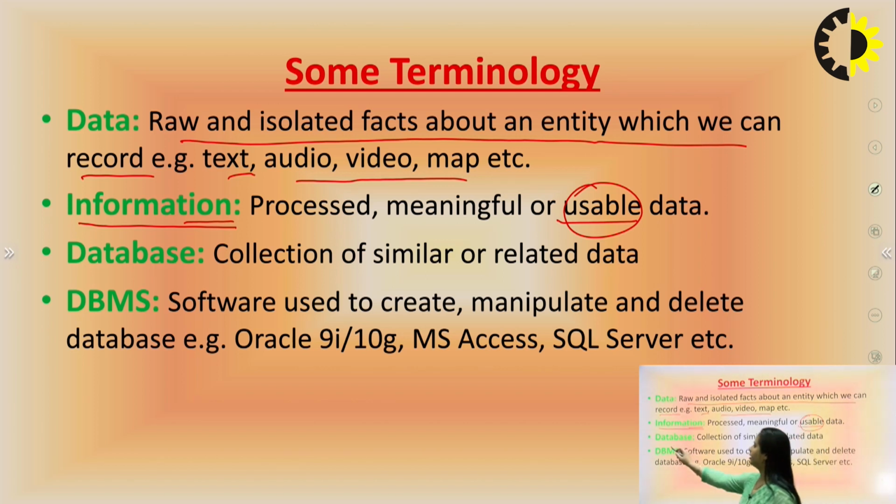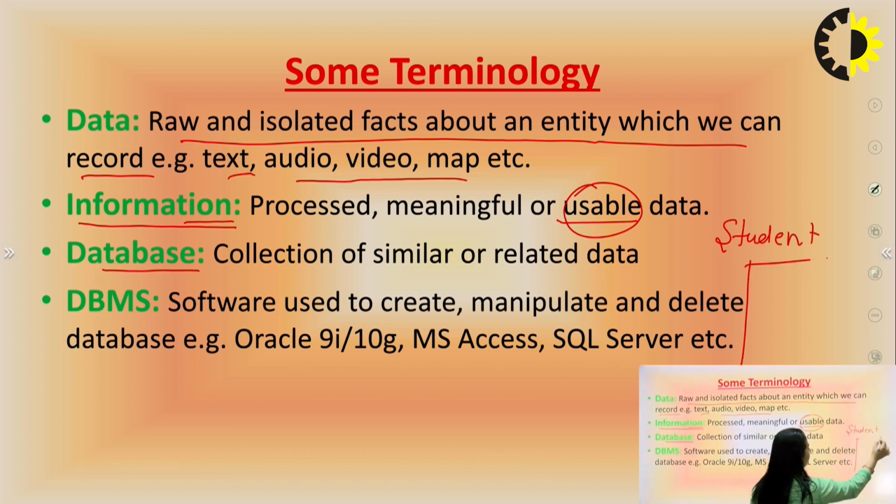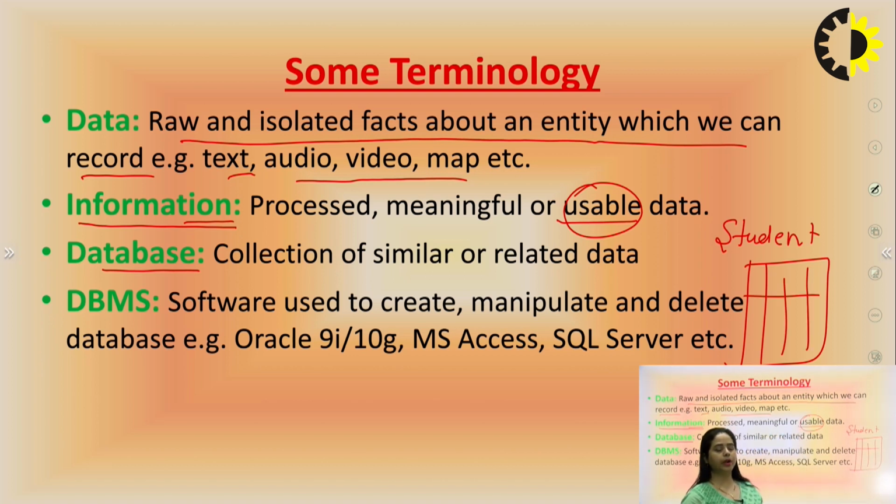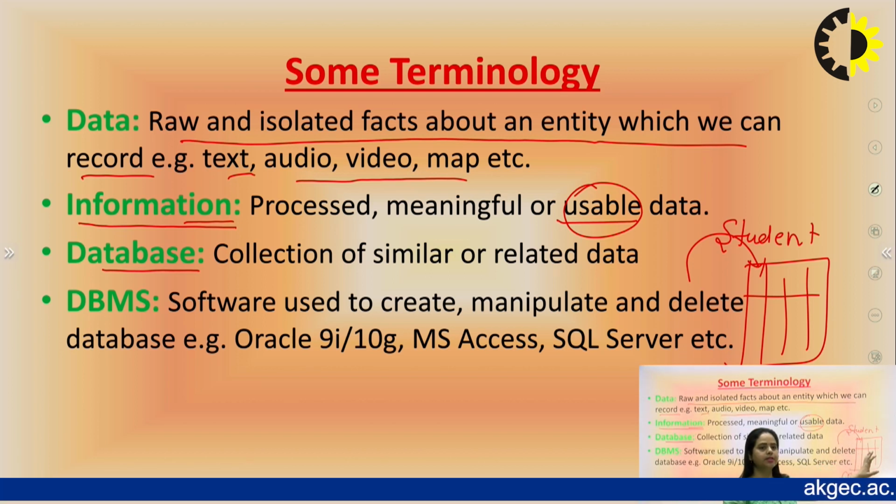Next is database. What is a database? A database is the collection of similar or related data. What is the meaning of similar or related? If I am creating a table for student, we can mention student name, roll number, branch, section, etc. But if I am inserting some data for a cricketer here, this is not related data. Cricketer data is not related to student data. So basically, a database is a collection of related or similar data.